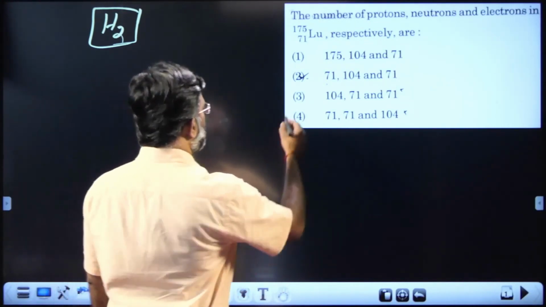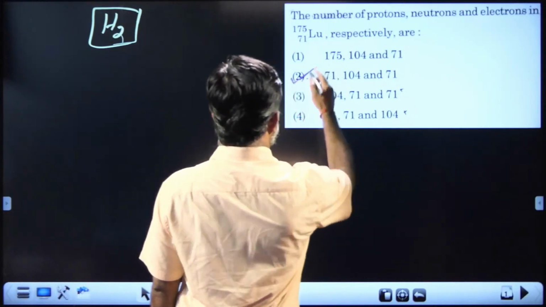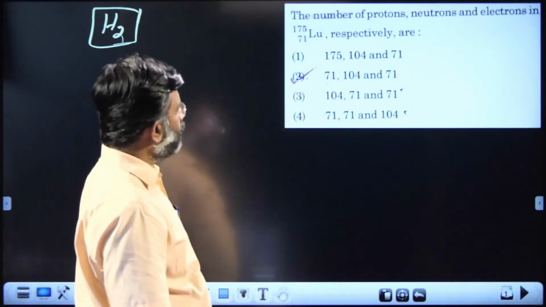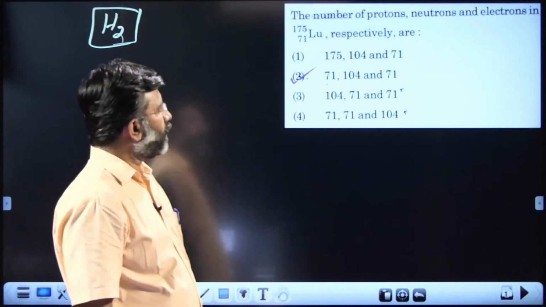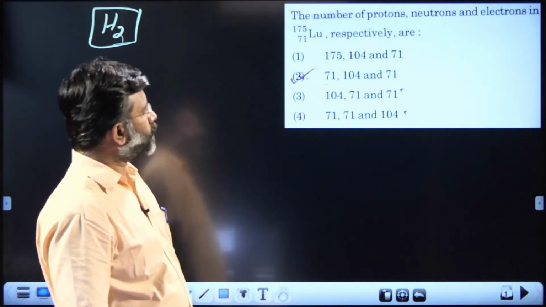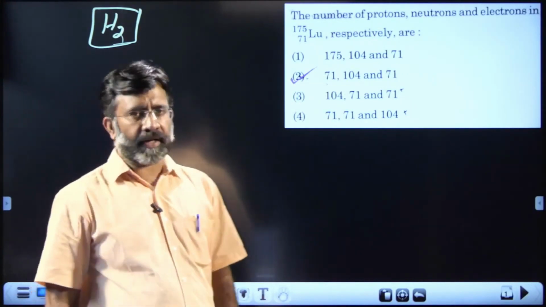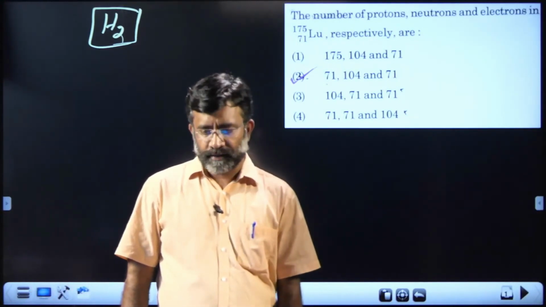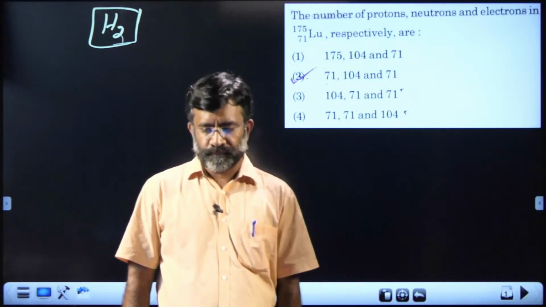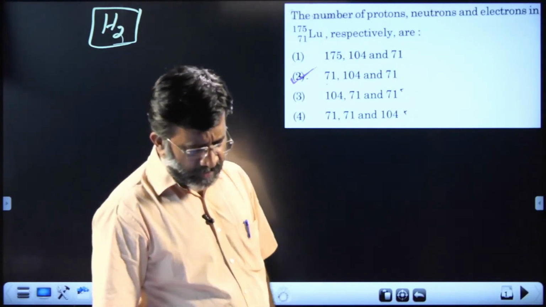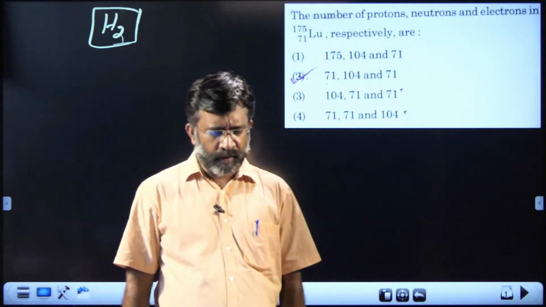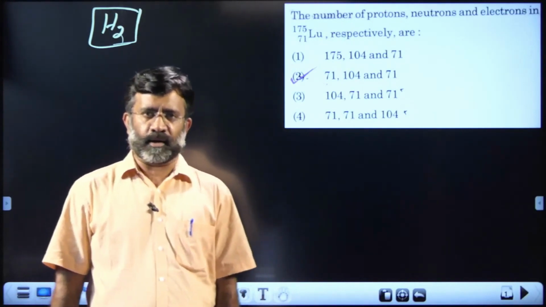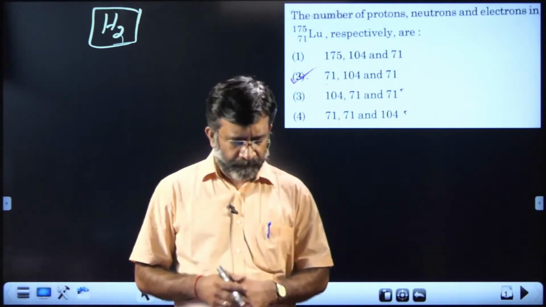The correct answer is, as it is marked here, the second choice: 71 protons, 104 neutrons and 71 electrons. That is the correct answer. A fundamental question.